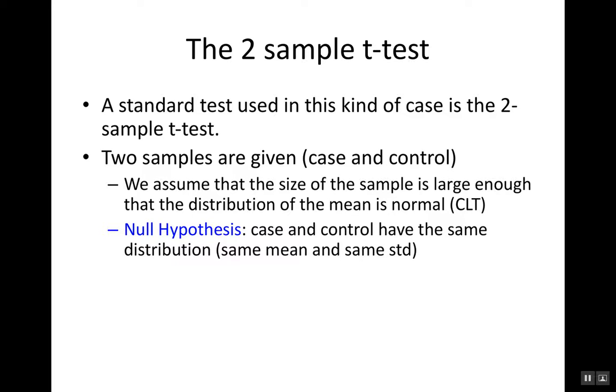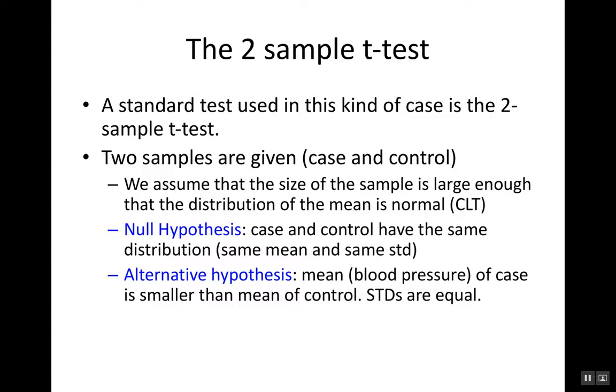The null hypothesis is that the case and the control have the same distribution, same mean and same standard deviation. The alternative hypothesis is that the mean, the blood pressure in this case, is smaller than the mean of the control, but the standard deviations are still equal. So this is the difference between the null and the alternative. And we set a confidence level that is alpha is 0.05 for 5%.